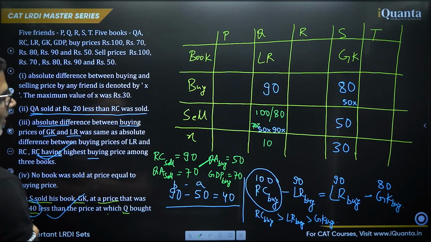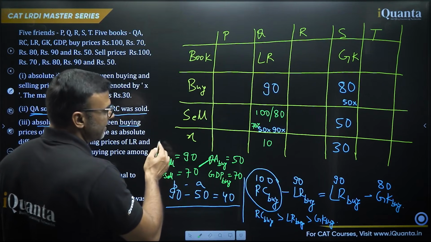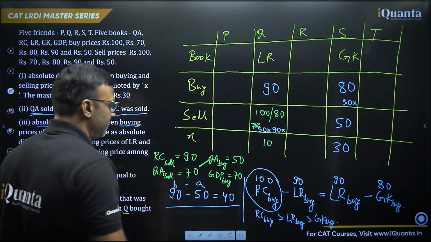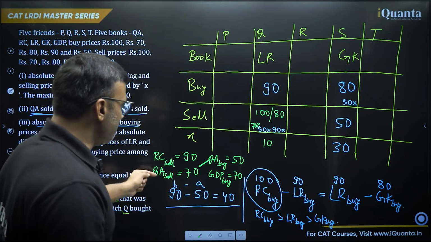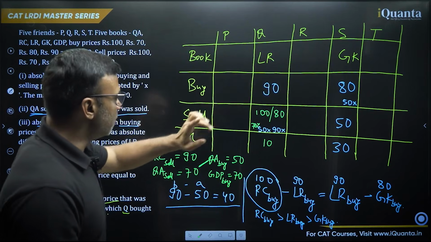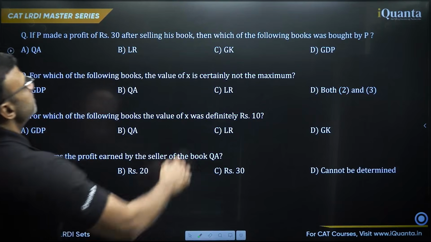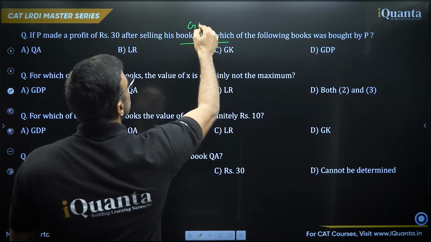It cannot be RC because the RC sell price is 90, so the buy price should be 60, and 60 is not available. So it cannot be RC also. So RC, QA, LR, GK, they're all gone. So the only way it is possible is GDP.